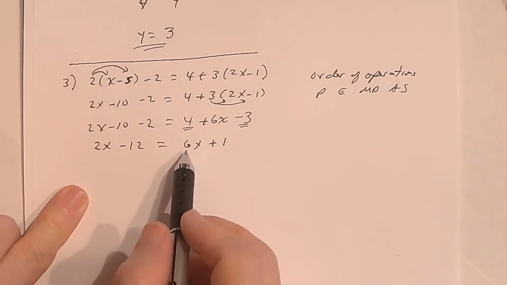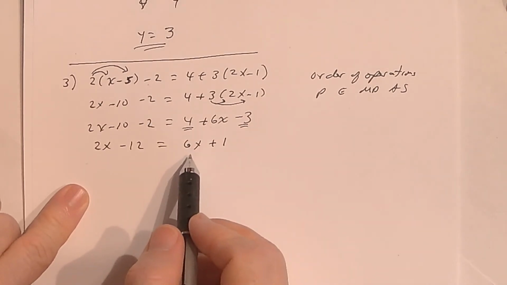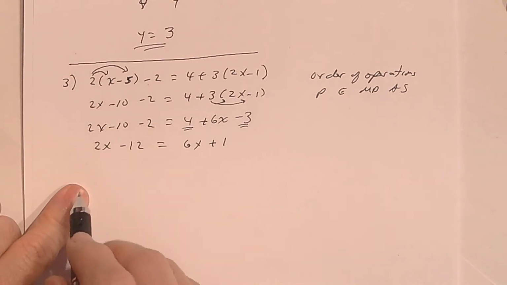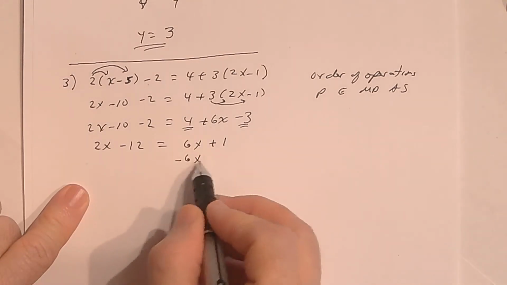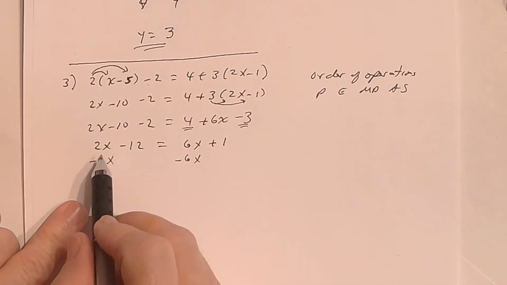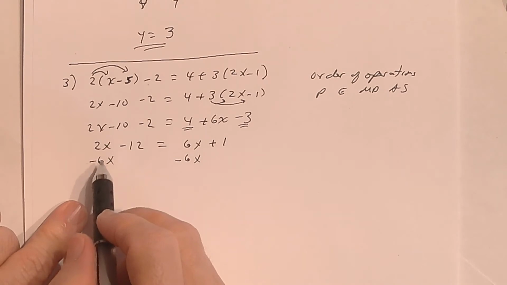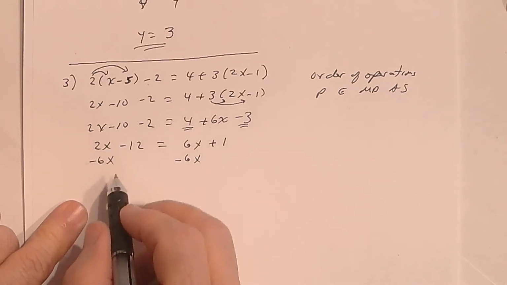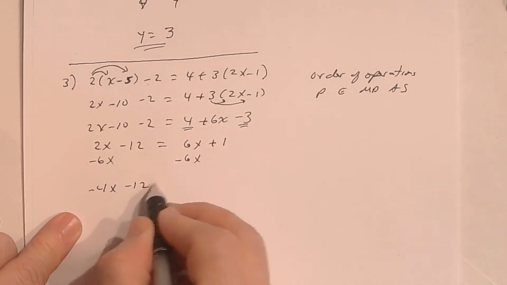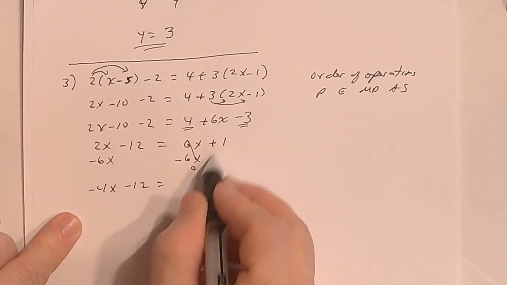But what I want to do, though, is just, because some of you are going to do this, I'm going to go ahead and do what I'm about to do. Let's bring the variables to the left side. So I'm going to subtract 6x from both sides. And then notice that when I combine like terms, 2x minus 6x is a negative 4x. And then minus 12 equals, this is 0, and then 1.